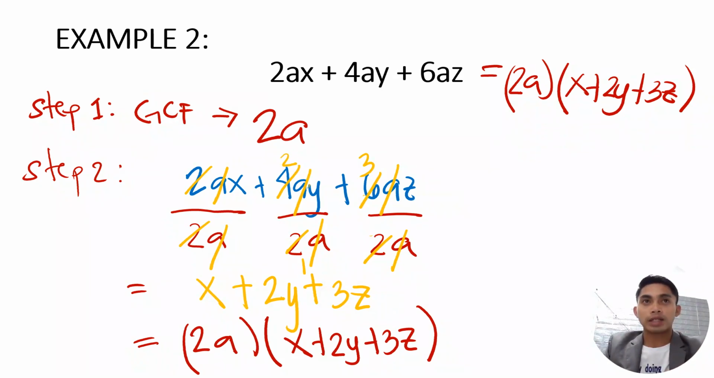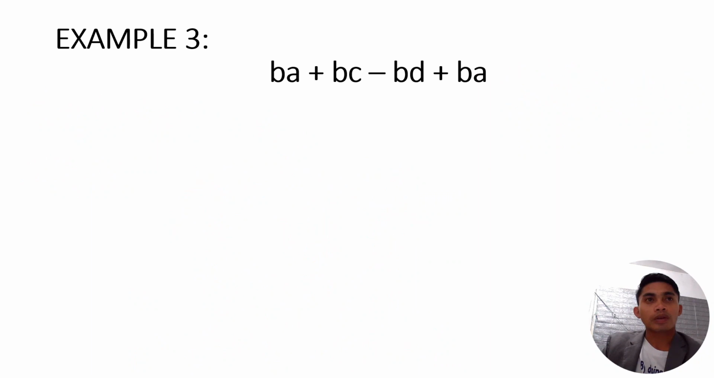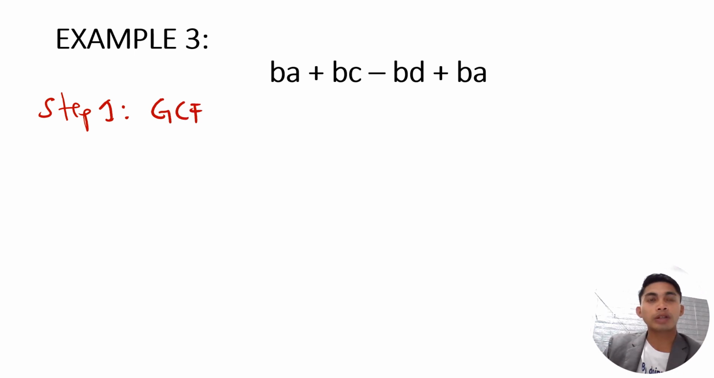So that's it for example number 2. Okay, so let's have example number 3. So given BA plus BC minus BD plus BE. So first, step 1, to find the GCF, or the greatest common factor, for the given example number 3.